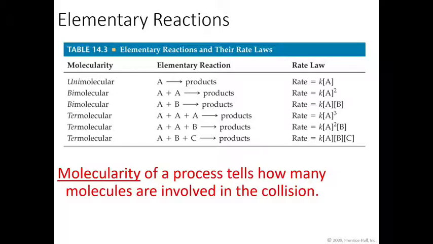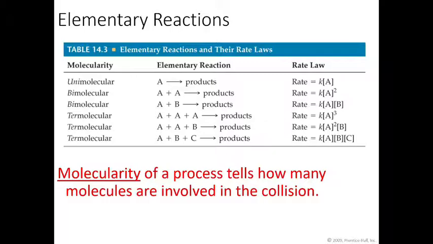There's nothing for it to collide with. We call that unimolecular. There's just one reactant. That means one reactant must be breaking apart on its own without having to have any collision. Most reactions are going to be bimolecular. That means two reactants actually collide with each other in a single collision event.